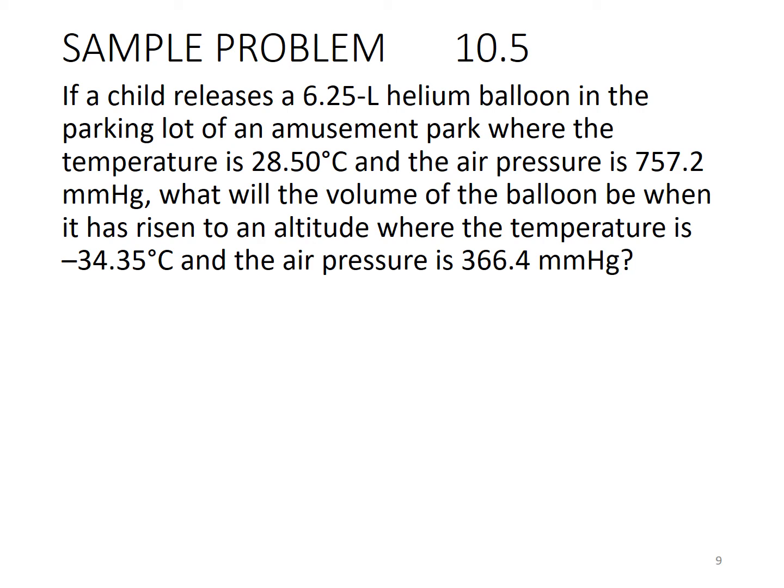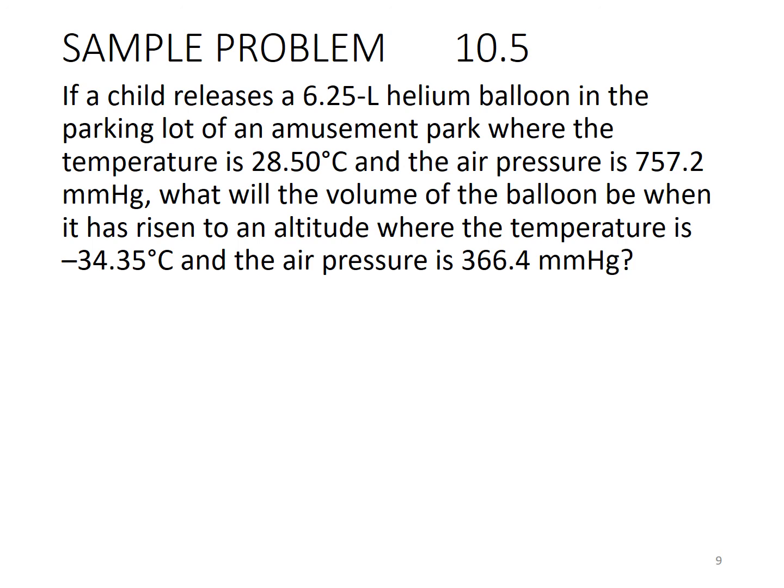So this is a little more challenging because we're having 2 different variables that we know are changing, right? So we have a pressure change going from 757.2 millimeters of mercury to 366.4 millimeters of mercury. And we also have a temperature change, 28.5 degrees Celsius to negative 34.35 degrees Celsius. And we want to see the effect on the volume. And again, we're assuming that the number of moles of gas in a balloon are staying the same, which I think is a fair assumption.